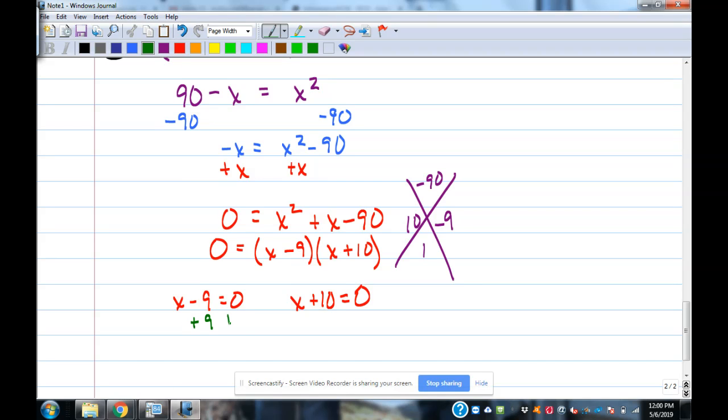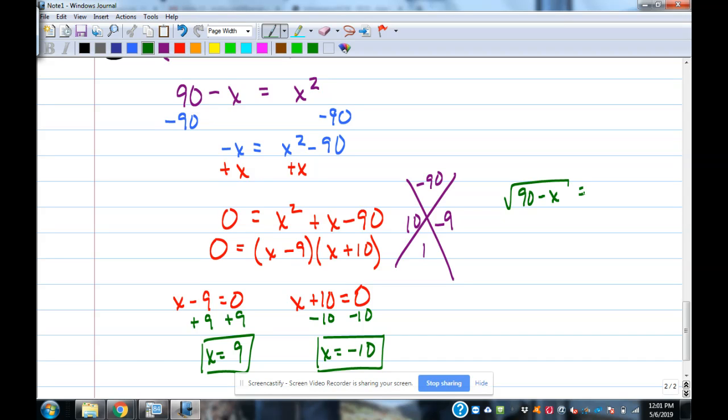Solve those. X equals 9. Subtract 10. I got two answers again. I got to go back and try those to make sure it works. So I go back to the original problem. Remember, the original problem had square root of 90 minus x is equal to x.